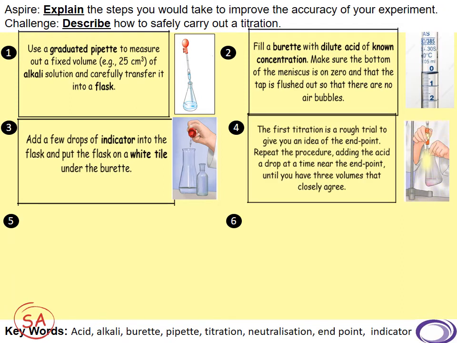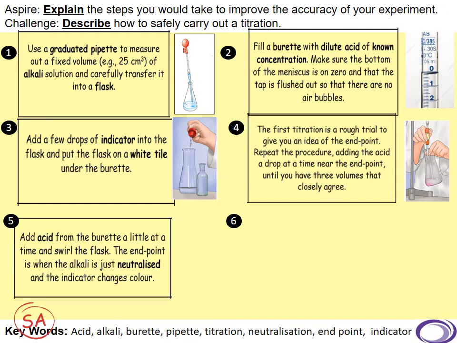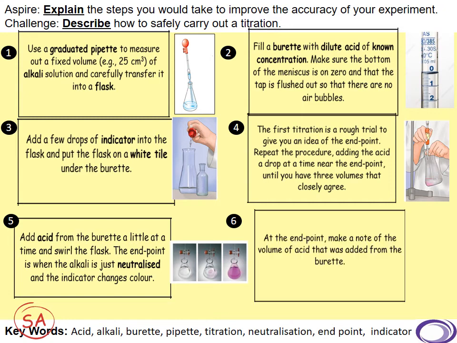We then do a first titration, which is a rough trial to give you an idea of the end point. We are then going to repeat the procedure, but this time when we near the end point we are going to add acid drop by drop and swirl the flask until the end point is reached, which is when the alkali is just neutralised and the indicator changes colour. We then need to make sure that we record the volume of acid that was added from the burette.